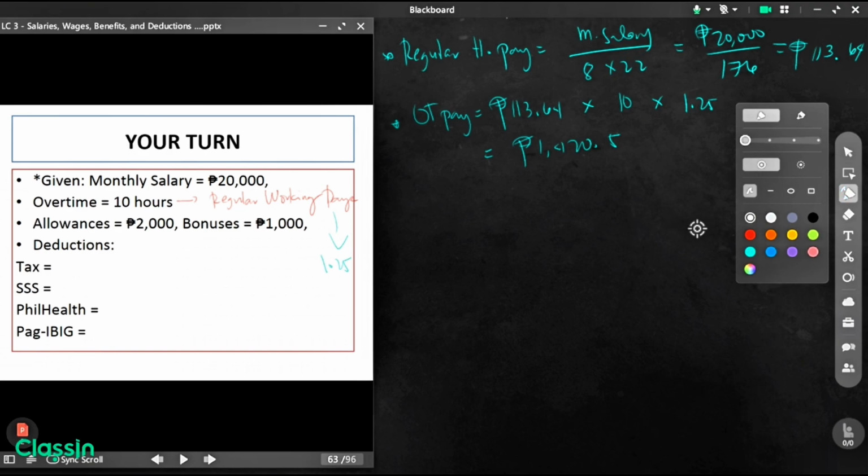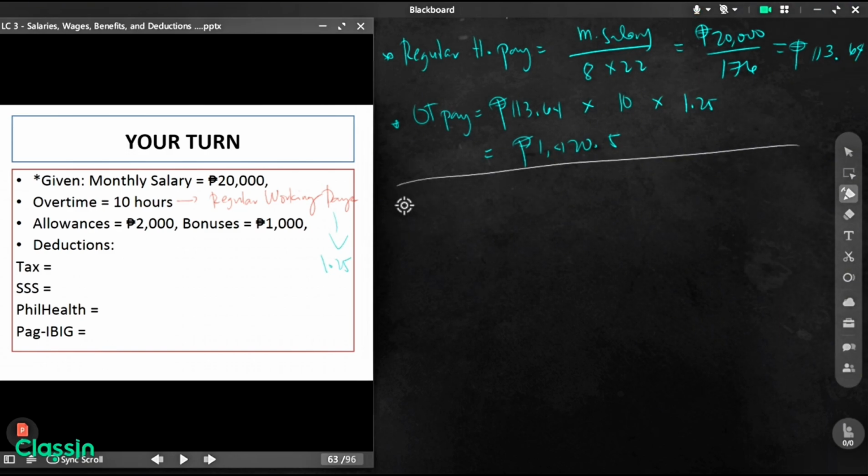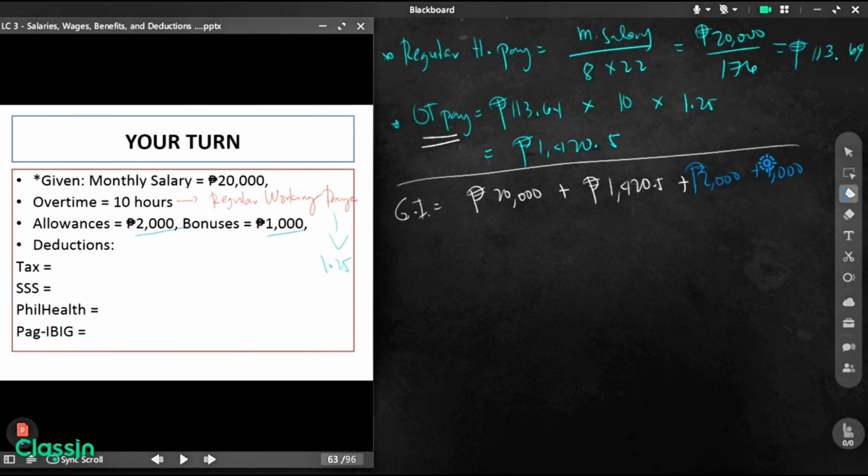With that in mind, we can now compute for the gross income. So our gross income will be the monthly salary, which is 20,000 pesos, plus our OT, which is 1,420.5, and our allowances and bonuses, which is 2,000 pesos plus 1,000 pesos. So our gross income will be 24,420.5.